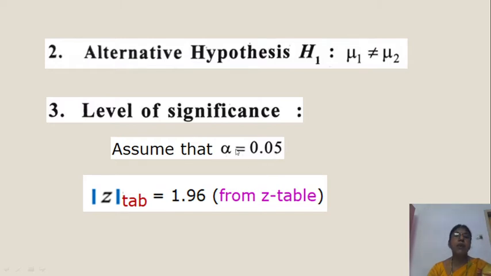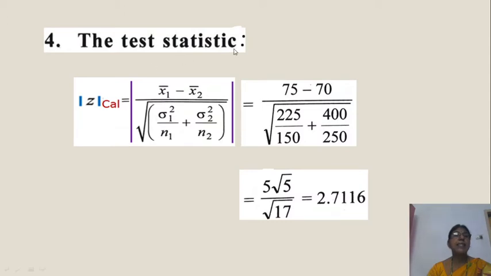For this value of alpha, the Z tabulated value from the tables is 1.96. Next, for the test statistic, we calculate Z using this formula: X1 bar minus X2 bar by root of sigma 1 square by n1 plus sigma 2 square by n2. Substitute all the values, and after calculation, you get the Z calculated value as 2.7116.